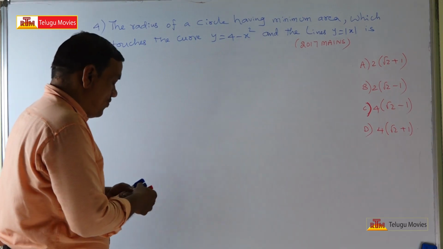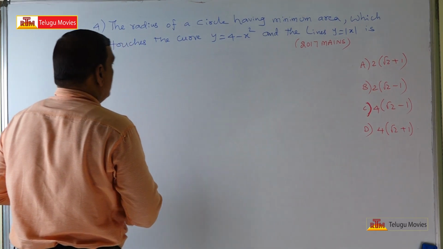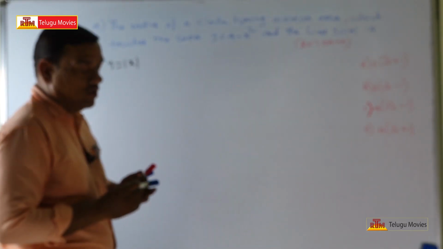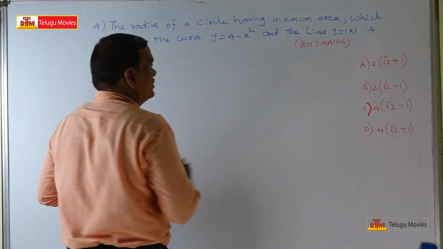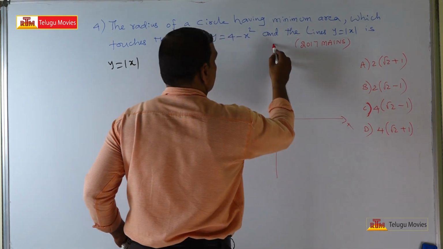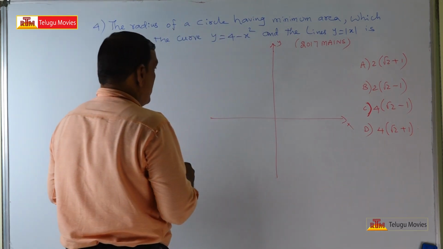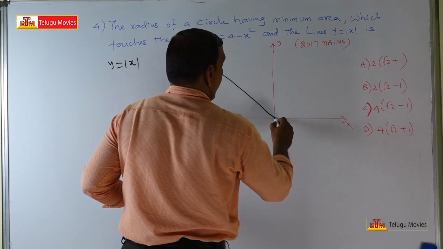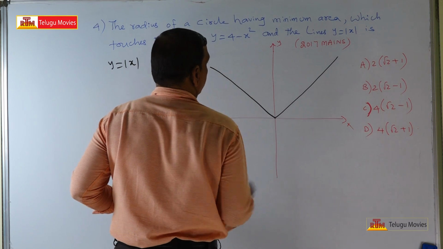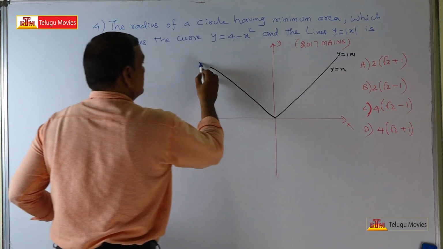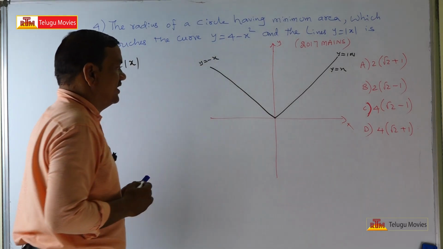Now, the first thing is the y is equal to mod x graph. Everybody knows what the y is equal to mod x graph is. This is the x-axis and the y-axis. The y is equal to mod x graph is this. So this is the y is equal to x line, and this is the y is equal to minus x line. Clear?